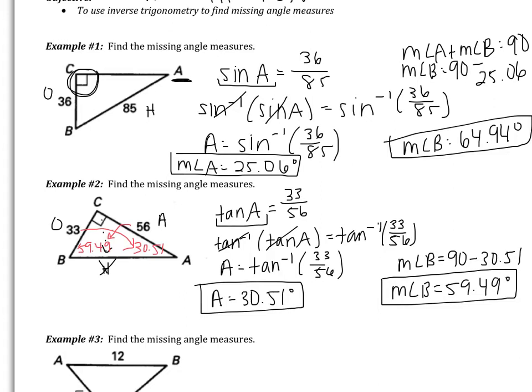And we can even do that in the first example. We have 25.06 and 64.94. It's a little difficult here because we don't have this third side, so it's a little harder to check. You could find the third side using the Pythagorean theorem if you wanted to, and it would be bigger than 36. So if you have the two sides, it's a good way to mentally check that your angles make sense.